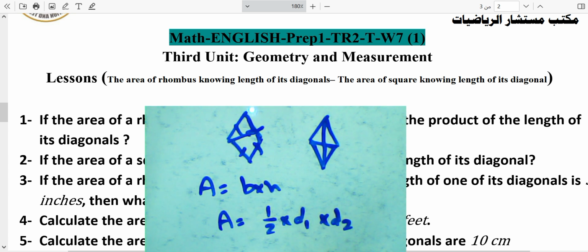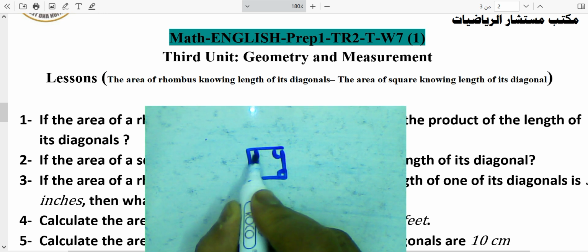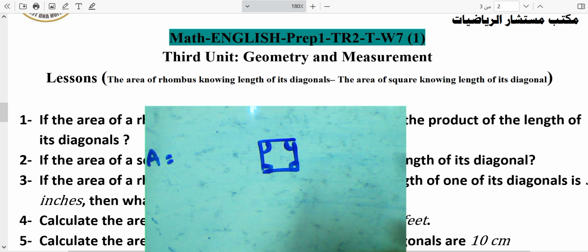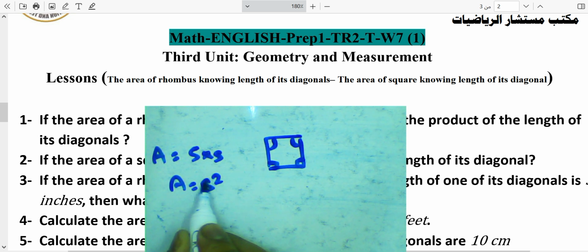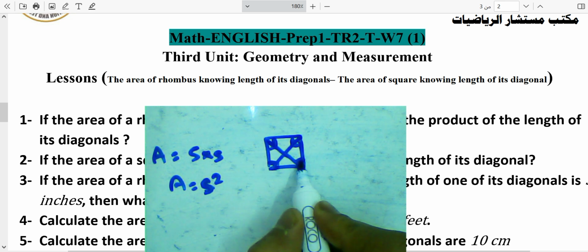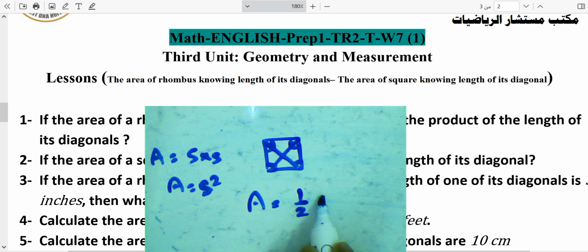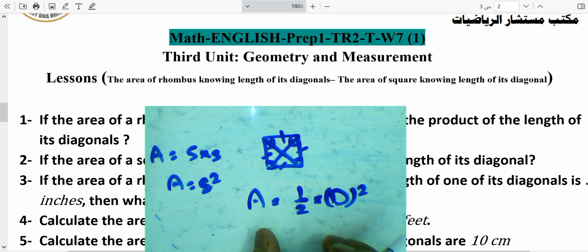Okay, and we will also study in this lesson the area of a square. The area of a square we know equals side by side. We studied this in grade 3 or grade 5. Area equals side by side, or side power 2. But today we will talk about the area of a square equal to half the product of the diagonal power 2. Because a square is a parallelogram in which two adjacent sides are equal in length and the measure of each angle equals 90 degrees. So in this lesson, we will solve these questions by using this rule: half times diagonal power 2.